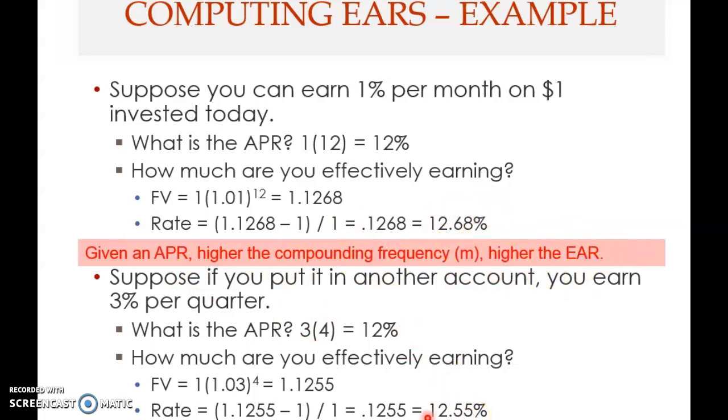These are all EAR. Higher compounding frequency here, 12 times. Here it's only 4 times. So therefore, this will always be greater than this, given that the APR is the same for both. Therefore, the higher the compounding frequency, the higher would be your EAR. So that's the impact of compounding frequency.